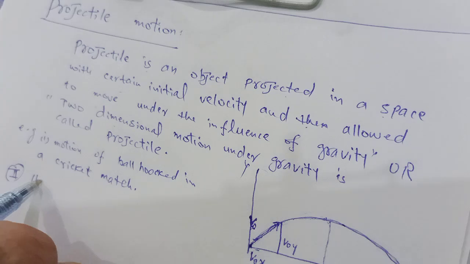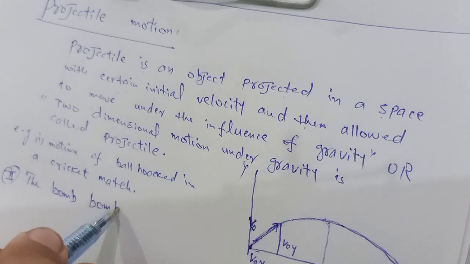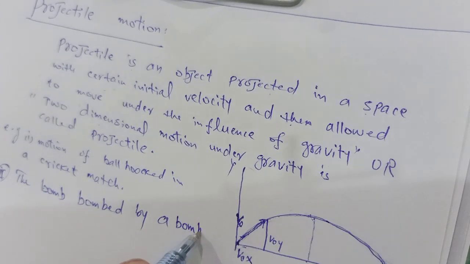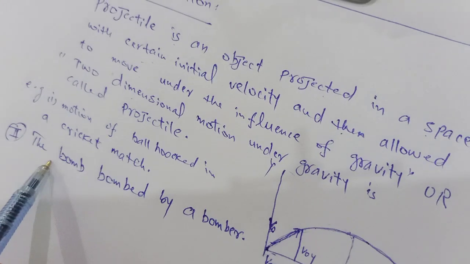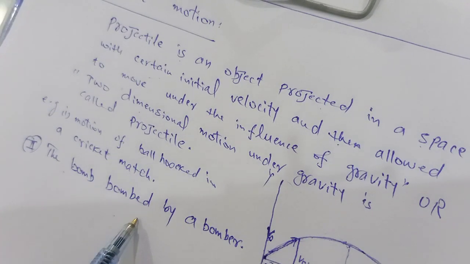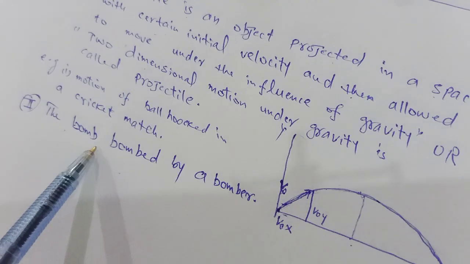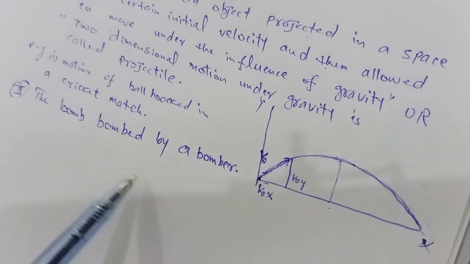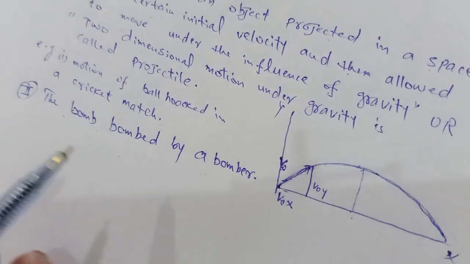इसके अलावा projectile motion की second example है the bomb bombed by a bomber. Suppose we have a jet fighter and when it does bombing during its motion, the bomb moves in such a style that it follows the trajectory of projectile motion. So bombing from a bomber is also an example of projectile motion.